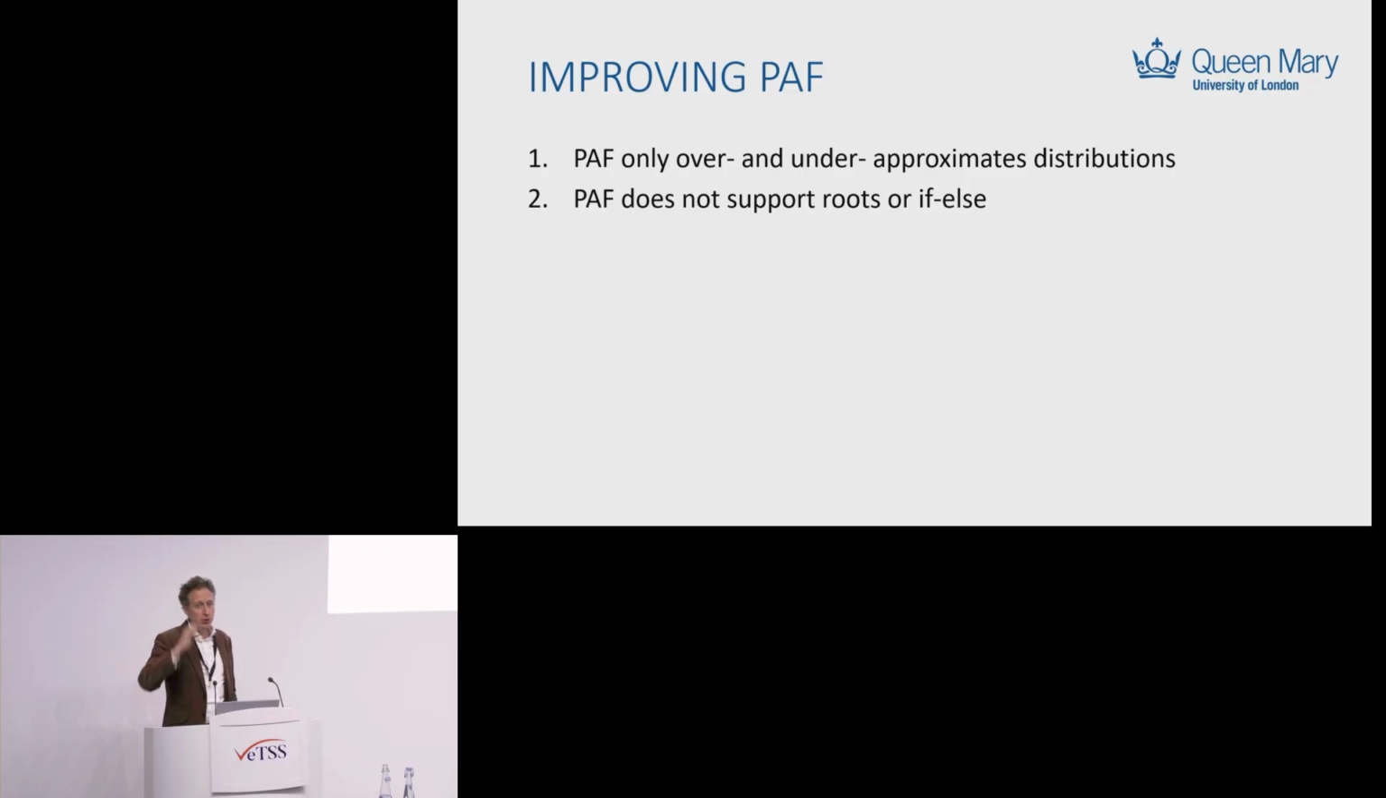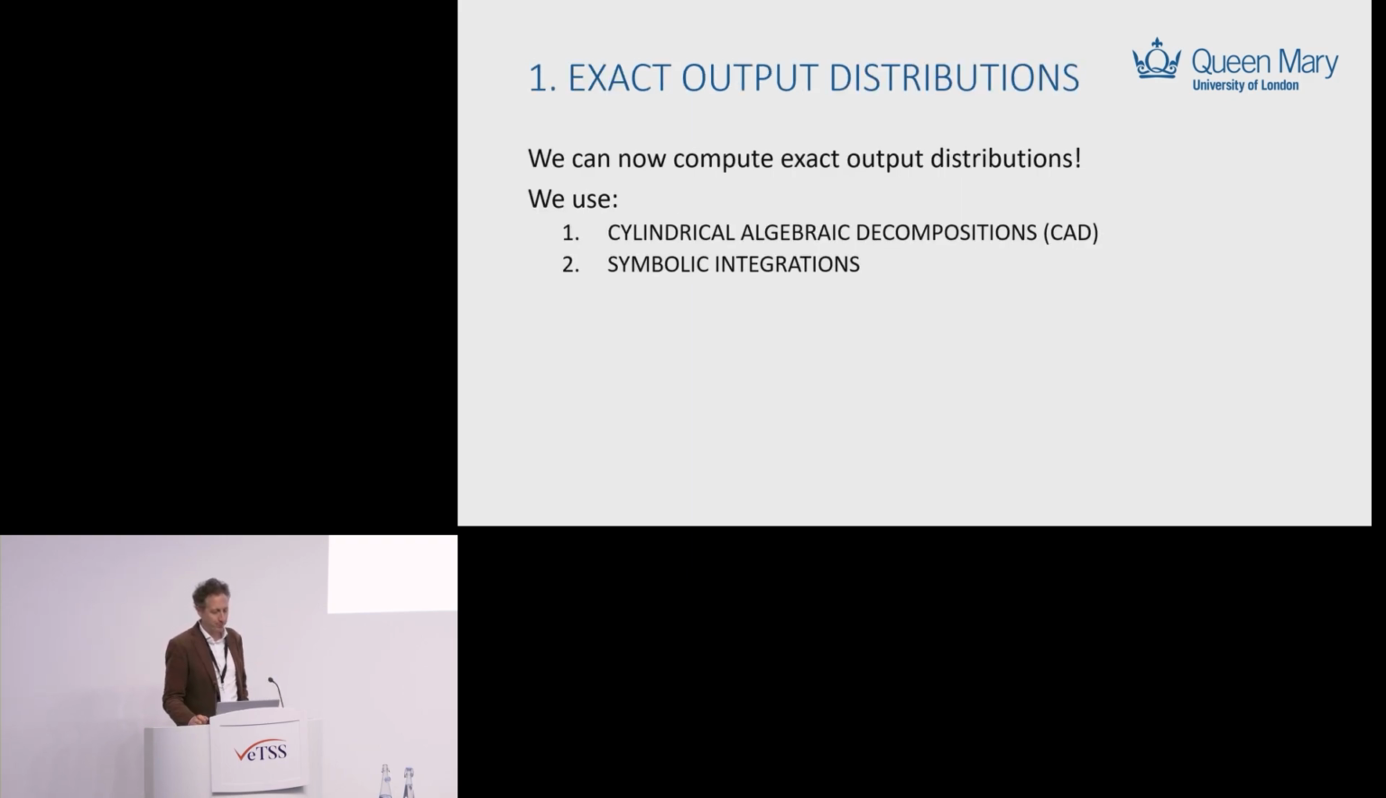So the purpose of this project was to try to improve PAF, because we think we have new techniques to cover not only an extended grammar, so we can now cover square roots and if-else statements, and in fact any roots, but we also have a new technique to produce exact output distributions rather than these over and under approximations that PAF gave us. So we can compute exact distributions. I'll show you an example in a while.